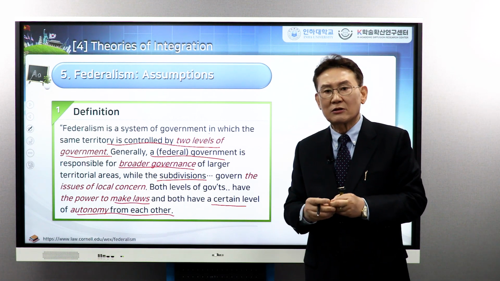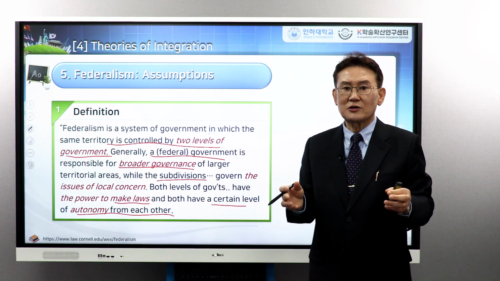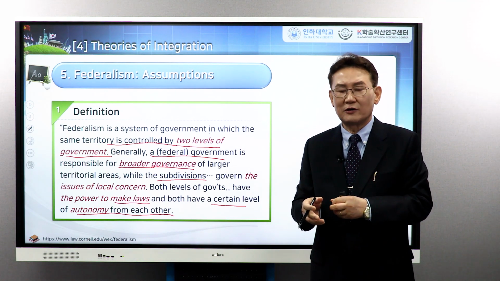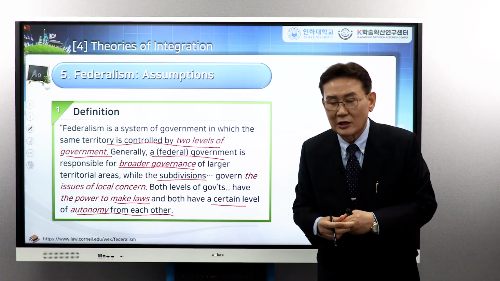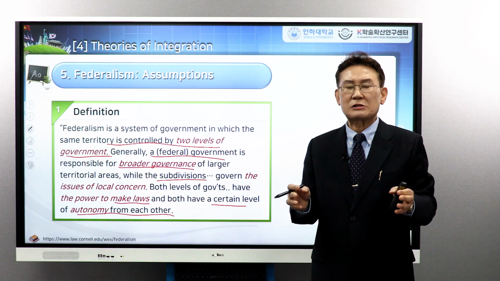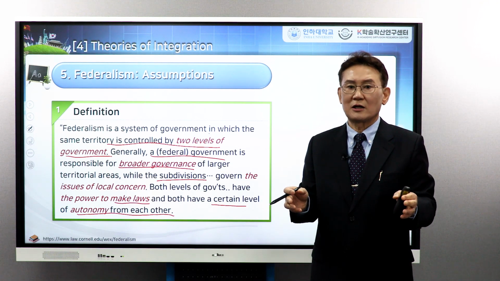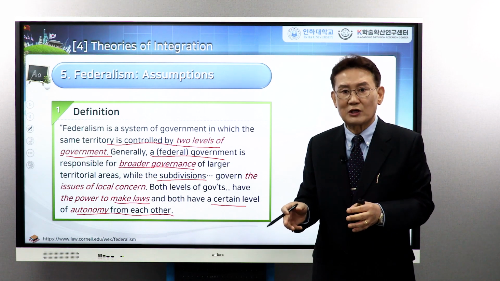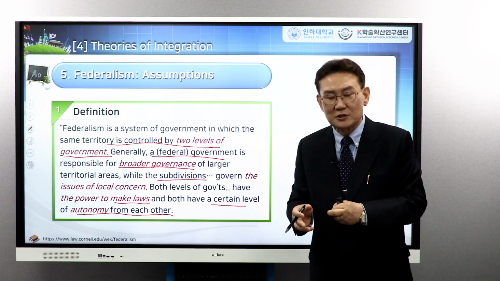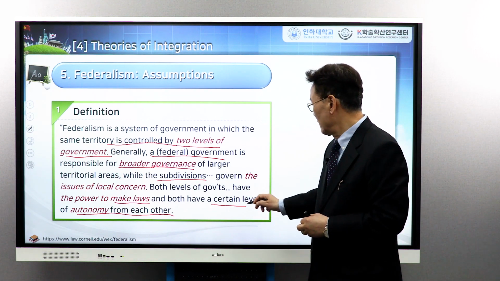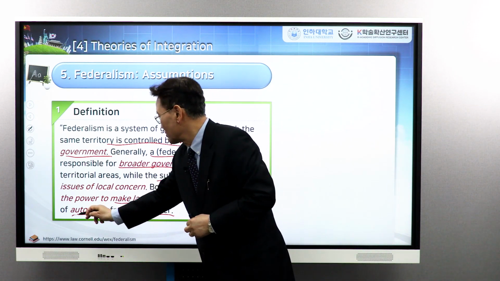So theoretically, the president of the federal government has nothing to do with the governor of each state. They're not in a chain of command. The president of the United States is not in a position to give orders to the governors of the states. They enjoy a certain level of autonomy from each other.